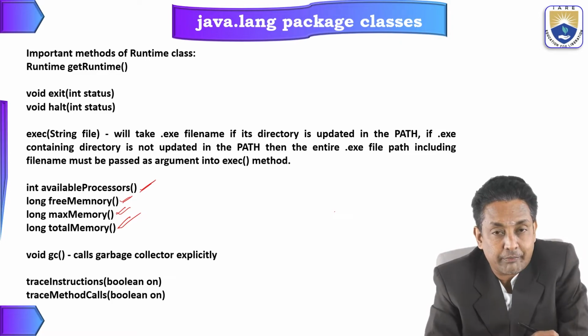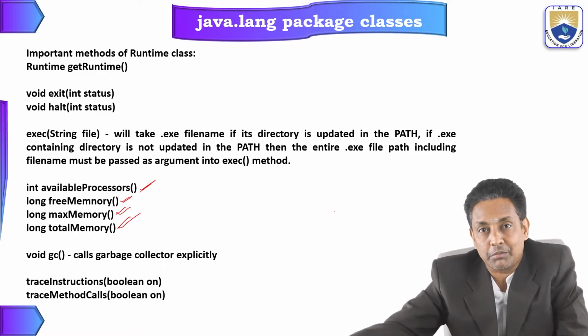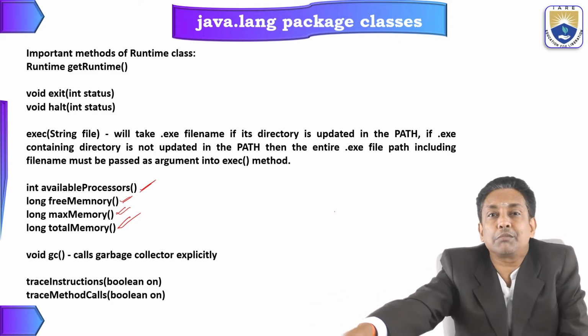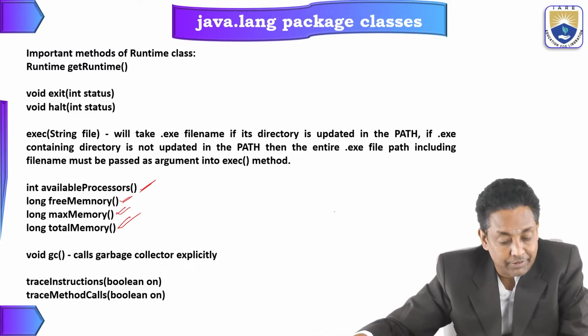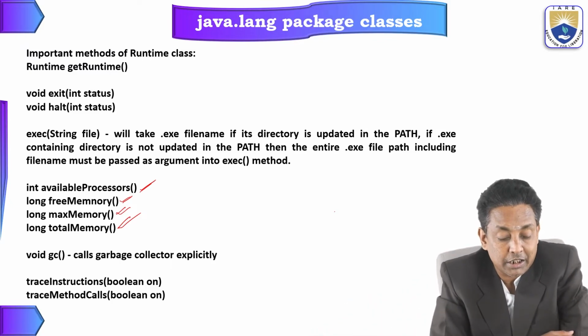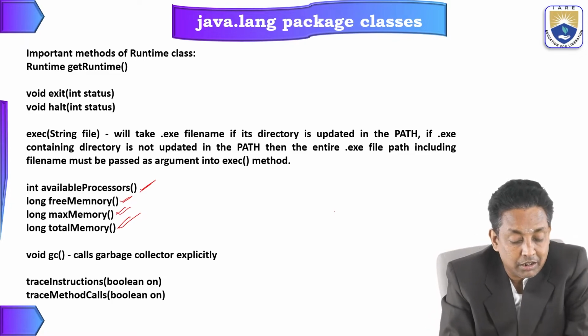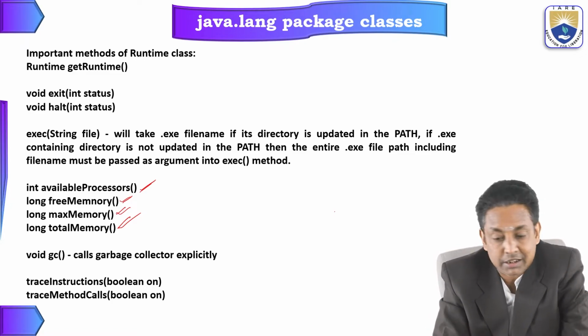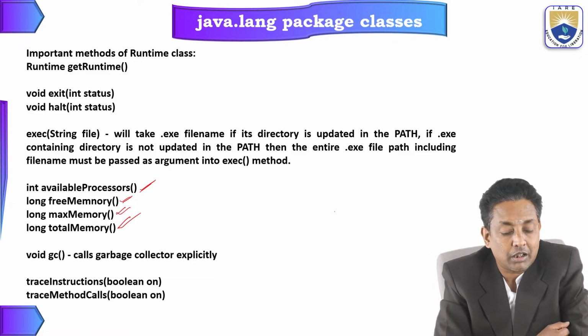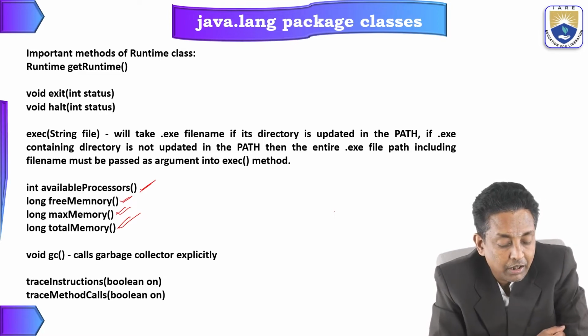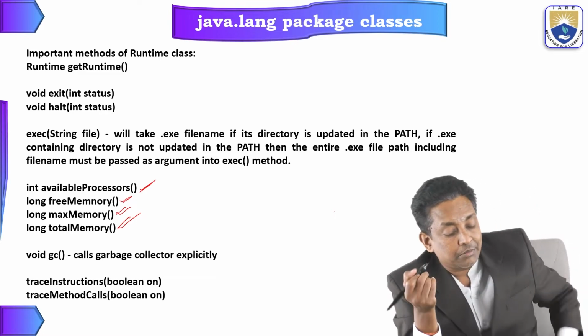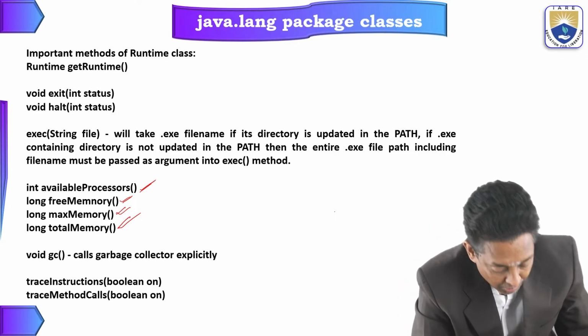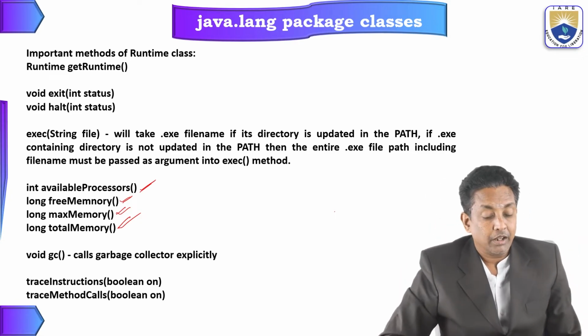Using these methods, you can find out how much RAM is available in your system, how much RAM is consumed, how much is available. So you can get all those details from here. And the System.gc method, we call the garbage collector explicitly. And traceInstructions and traceMethodCalls, you make it true or false.